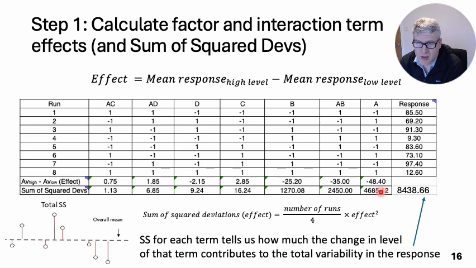What we want to know is how much of the deviation can be explained by changing each of these factors or factor interaction terms. And there's a really simple formula to calculate the sum of squared deviations for each effect. And you effectively just take the number of runs divided by 4 times the effect squared. And so we take this effect here, we square it, and then we multiply it by 8 over 4, so by 2, and we get this sum of squared deviations. And this tells us how much of this total variability comes from changing the levels of A. So in this case, A can explain a lot of it, or over half of the variation that we see in the response. So that's really useful.